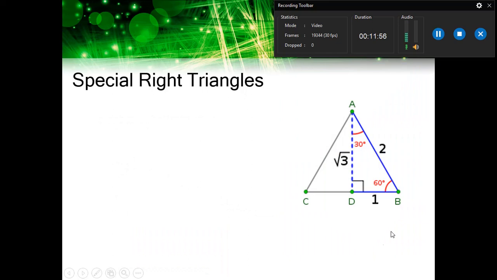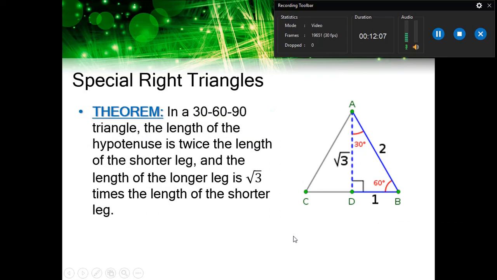You can see it in the diagram. 1 is my shortest side, my longer side is 1 radical 3, and my hypotenuse is 2. So we have a theorem that goes along with our 30, 60, 90 right triangle. The length of your hypotenuse will always be twice the length of the shortest side. So all I have to do is take 1 and multiply by 2 to get the hypotenuse. The longer leg across from your 60-degree angle is always going to be the short leg multiplied by radical 3.